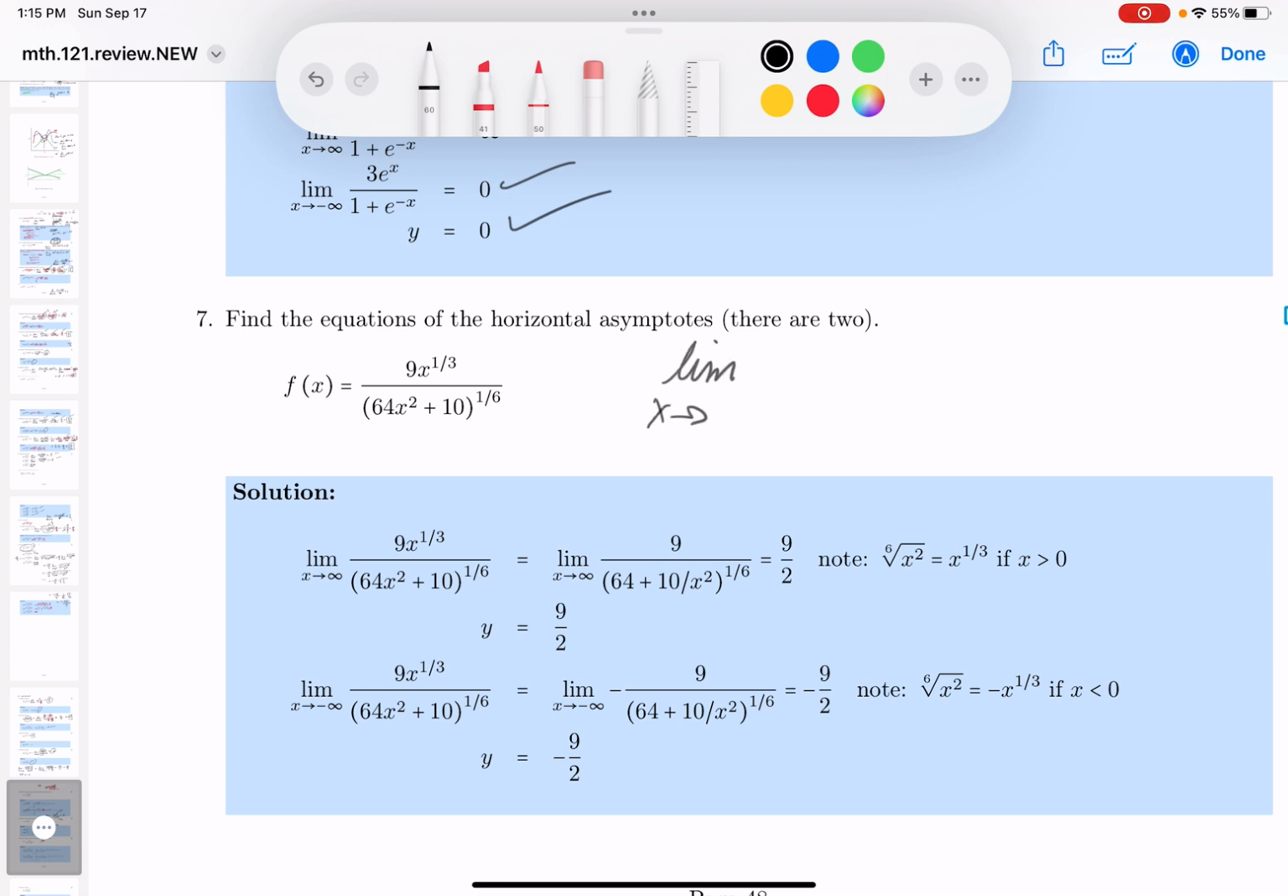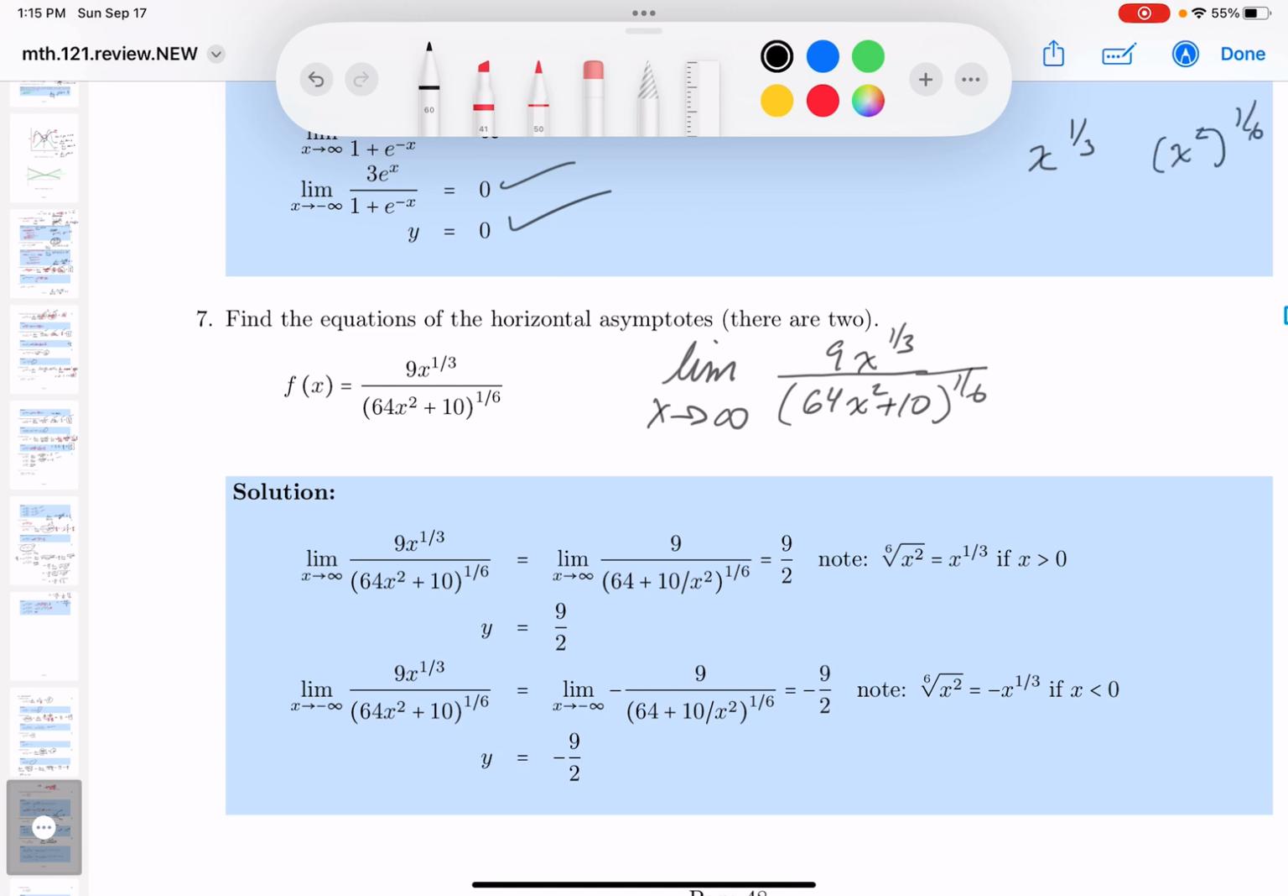as x approaches infinity. That's a positive number, and you've got 9x to the 1/3 on top. On bottom, what do you get? 64x squared plus 10, but it's to the 1/6 power. All right, so I'm going to climb over here. On top, the highest degree variable is x to the 1/3. On bottom, the highest degree variable is actually x squared to the 1/6 power.